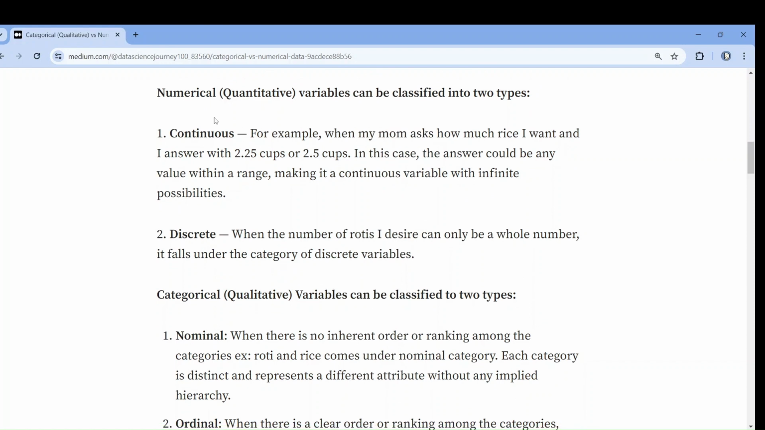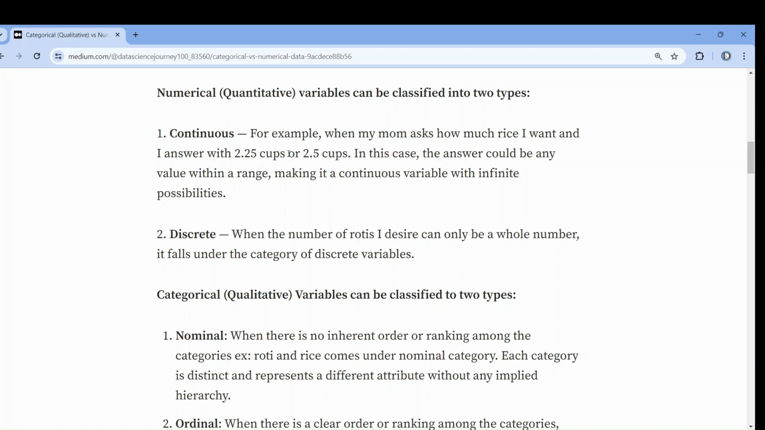Now, what are the types of numerical? It may be continuous or it may be discrete. Suppose you are taking rice. Rice is categorical, but how much rice you want? Like 2.25 cups or 2.5 cups or 2.3 cups. Or if you are taking rotis, then how many rotis do you want? Two rotis, three rotis. So when it is a discrete number, like 1, 2, 3, 4, that is discrete. When it is something continuous, like 2.1, 2.3, 3.5, you are taking the float values also, 3.03. You understand, that is a continuous number, and discrete means separate.